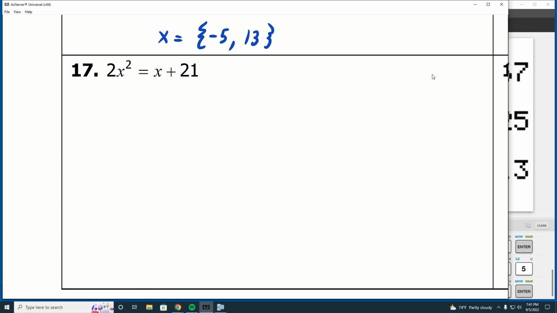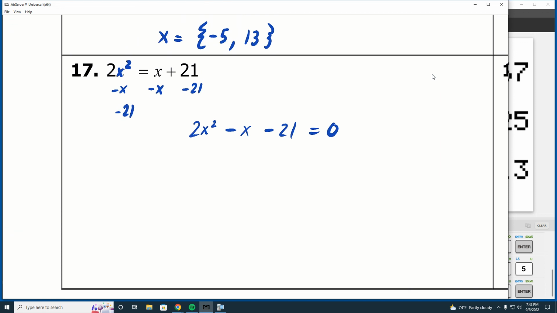Okay, look at number 17. Again, where's my biggest variable at? Right here, x squared. Let's bring everything towards it. So I'm going to subtract x, and I'm going to subtract 21. But I don't have anything to subtract these things from. So it literally leaves me with 2x squared minus x minus 21 equals 0. That's what it leaves me with. We got it set equal to 0 now. So now we're going to factor this one.